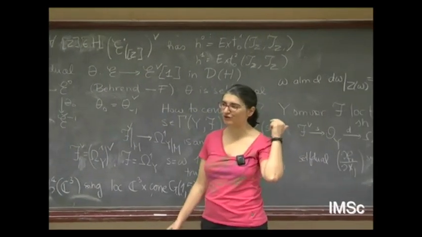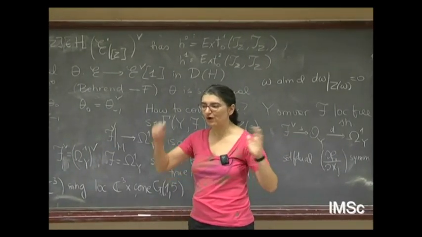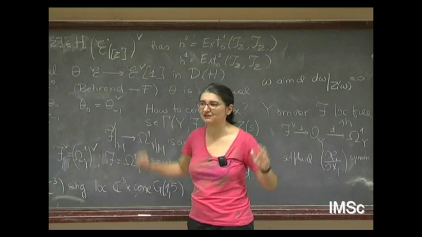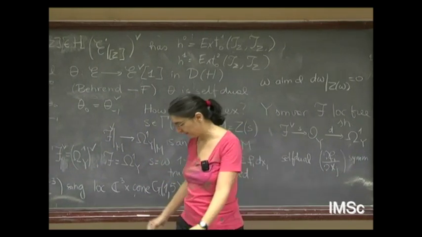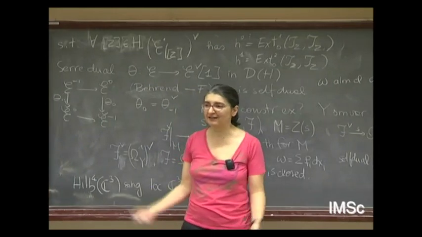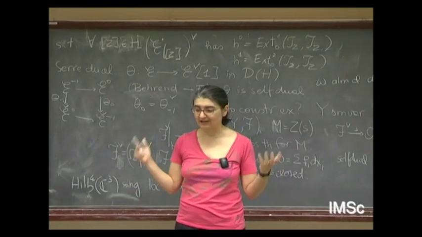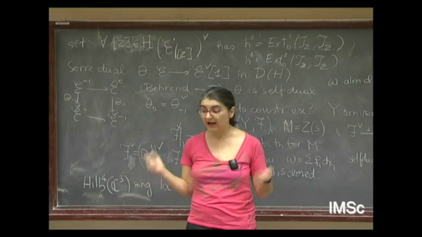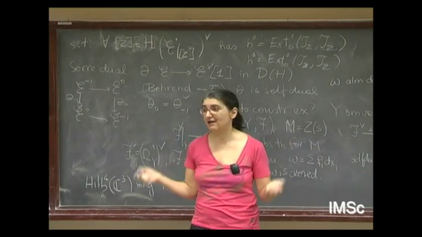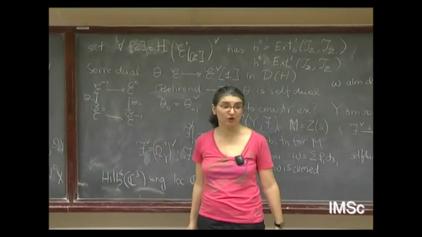So what do Pantev, Toën, Vaquié and Vezzosi prove? And we go back to your original question. What happens if there is an X3, an X4, and so on? Where do they fit into the picture? So in general, these higher X's, these higher obstruction spaces, are an expression of higher or derived algebraic geometry.